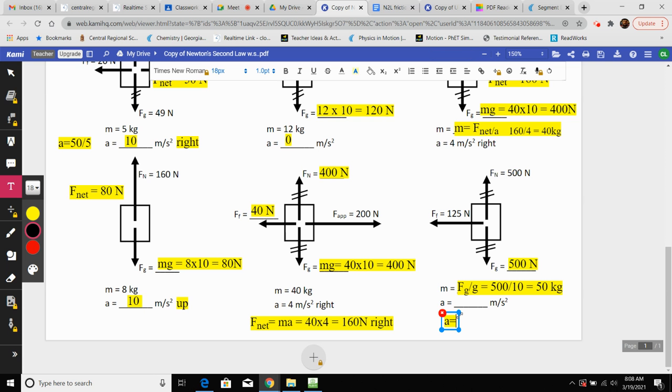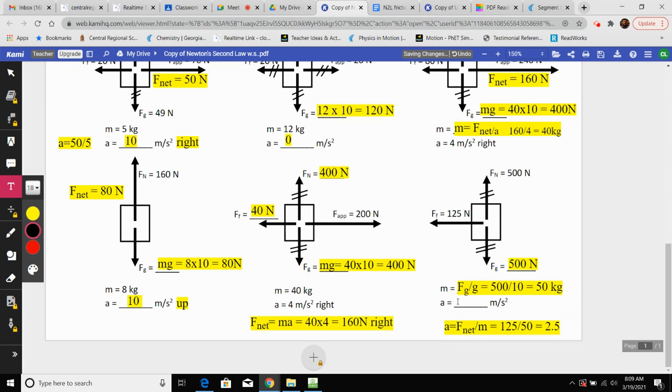So I'm just going to do it underneath. F net was what again? 125. And the mass was 50. And that equals what? 2.5. All right, so we're going to have our acceleration of 2.5 meters per second squared. What direction was our net force? Left. To the left. So our acceleration has to go to the left. Acceleration has to be the same direction as your net force.